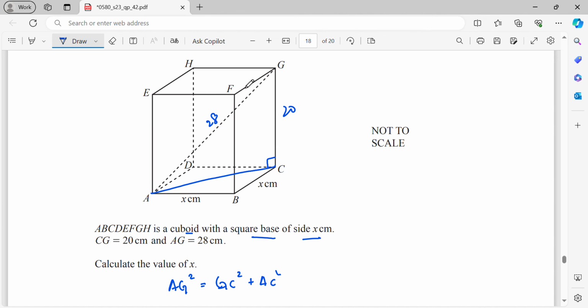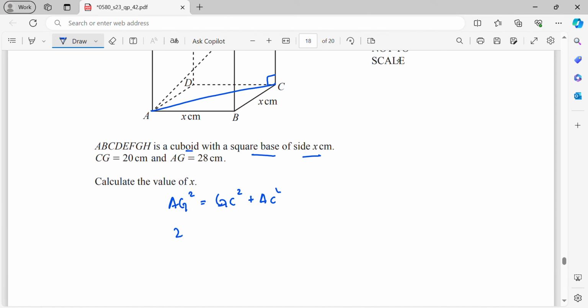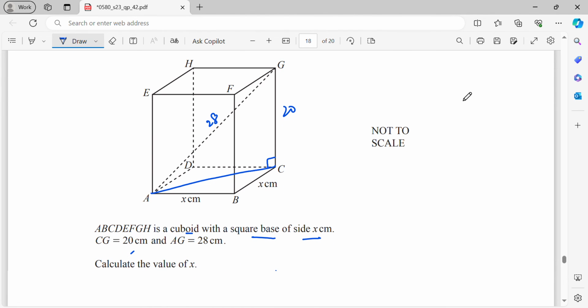So now my AG is 28, which means 28 squared. GC is given, which is 20, then plus AC squared. Which means now, okay, what is my AC? My AC is basically here. Okay, here. This is again 90 degrees. So it is the Pythagoras theorem.